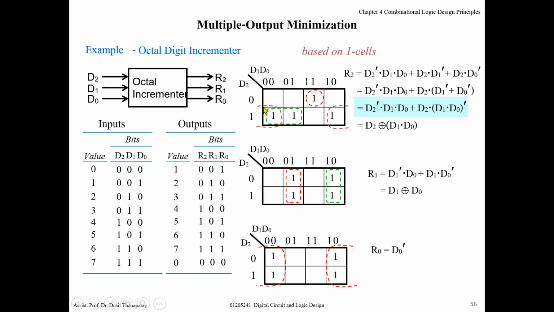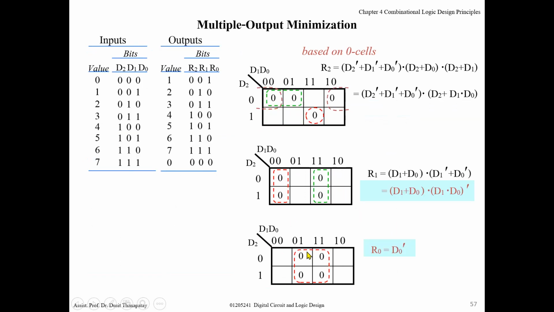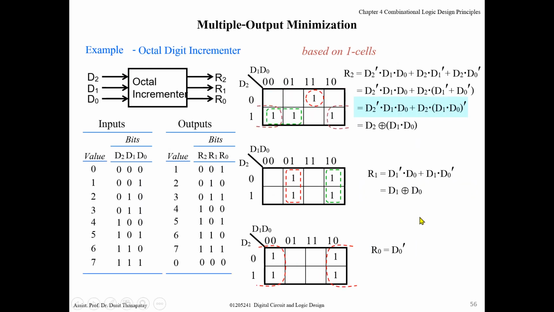Again, you may use a Kmap for each output to find the equation. For this one, I consider logic 1 output and find a set of equations for each output, and I also consider logic 0 output, and I just consider which term is better to minimize the circuit.